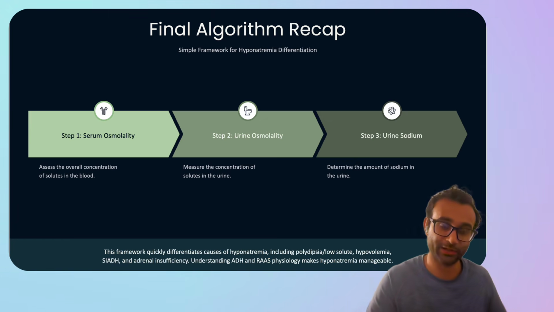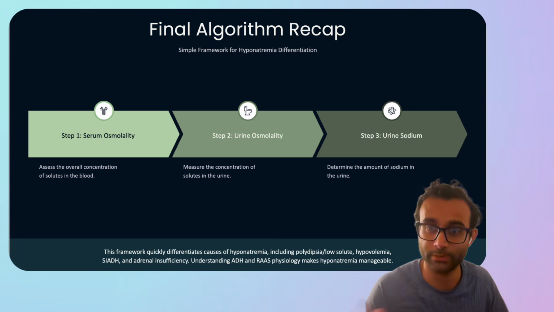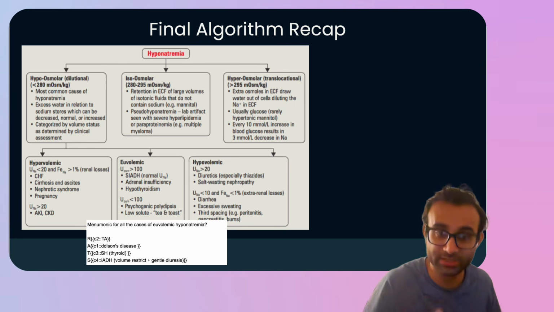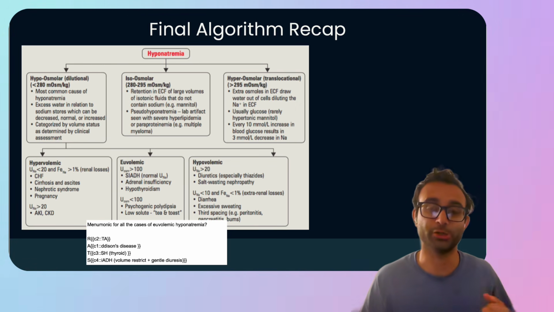So final algorithmic recap: serum osmolality, urine osmolality, urine sodium should guide you in terms of what direction you are. You'll fall into one of these buckets. Hypothesize what's going on. If you think it's SIADH, make sure you rule out hypothyroidism and adrenal insufficiency.